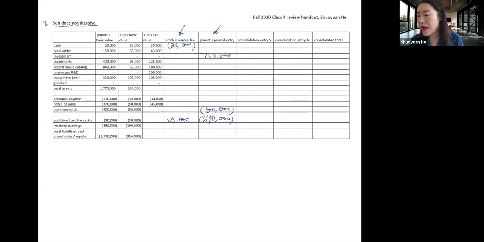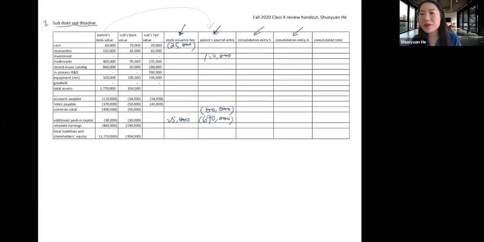So, and then the parent is going to make this journal entry first. And then at the end of the financial reporting period, the parent is going to take his book, take the subsidiary's book, and do 2 consolidation entries. So specifically, the consolidation entries at the date of acquisition are consolidation entry S and consolidation entry A.